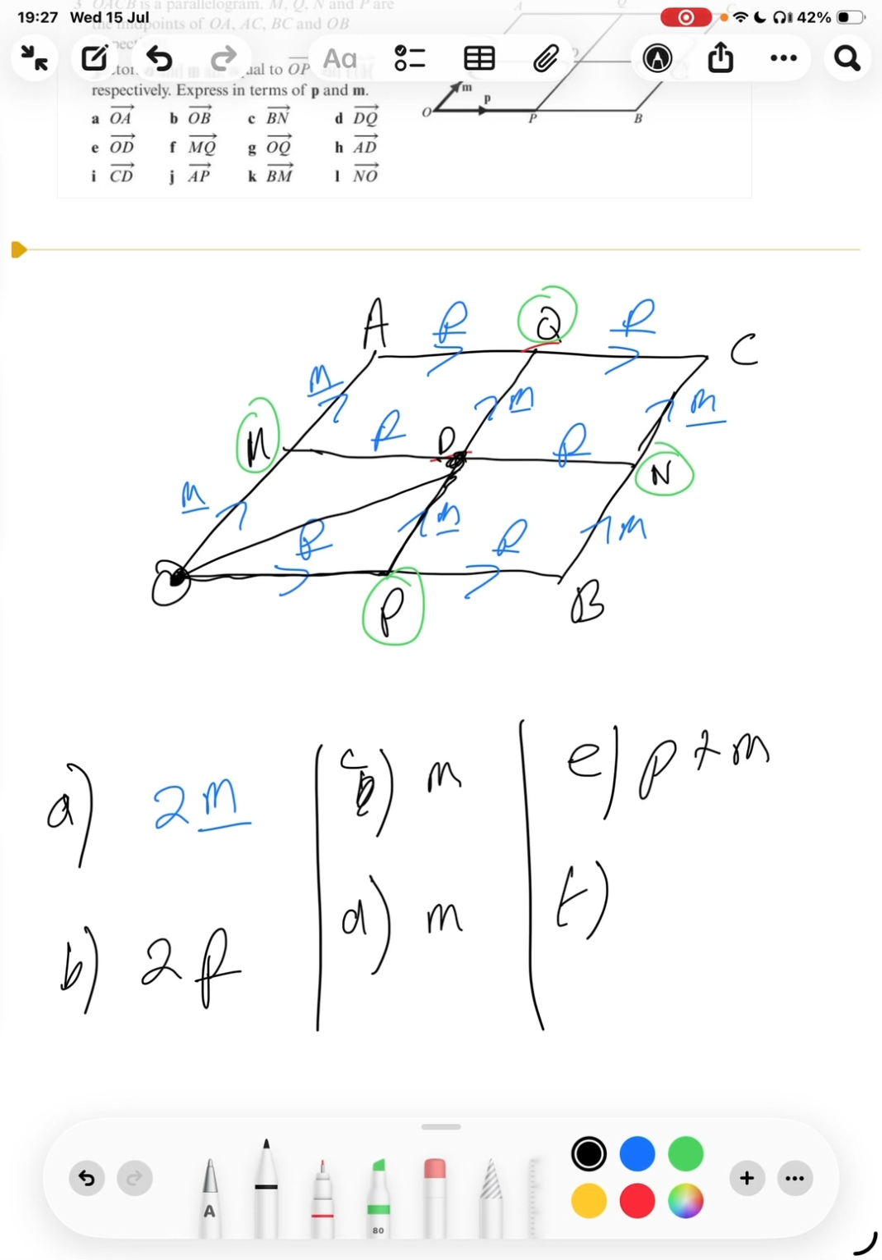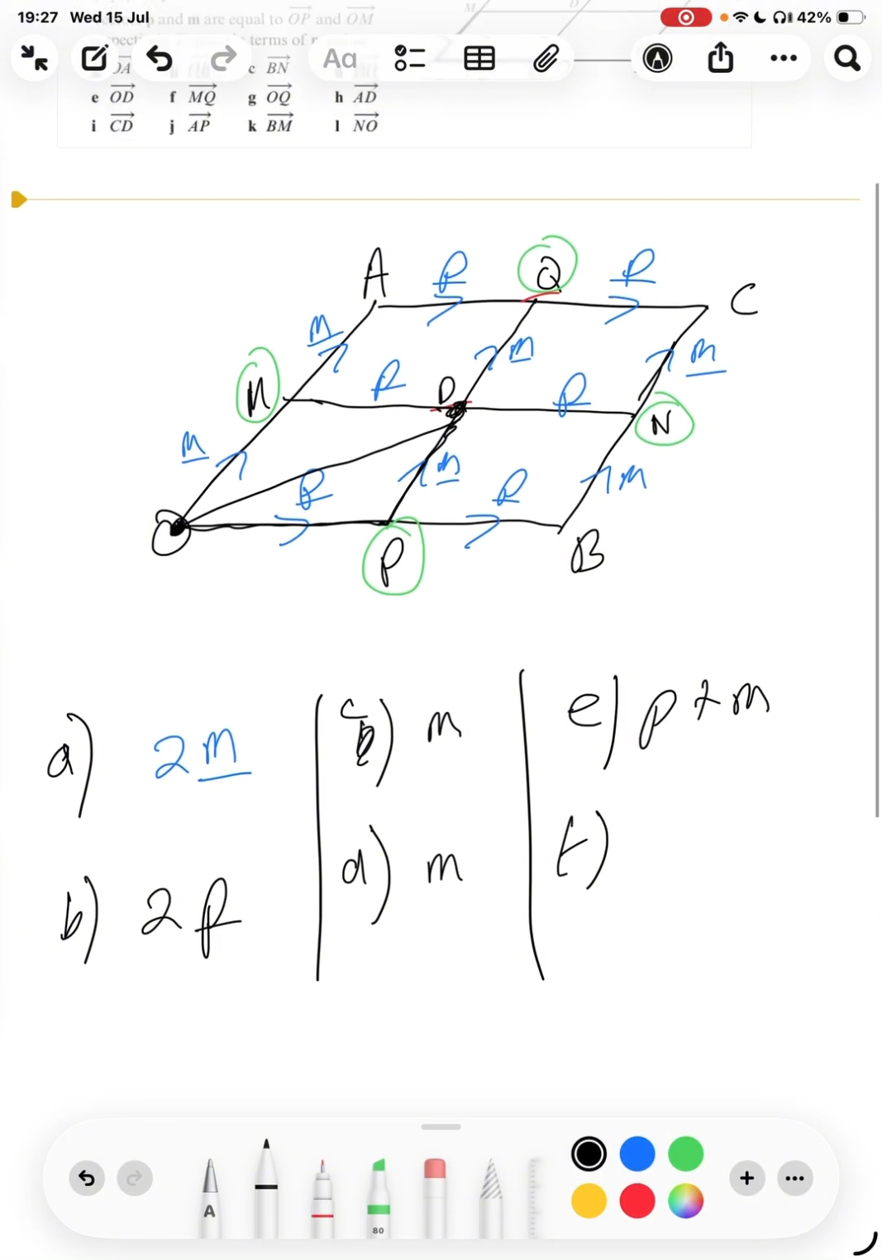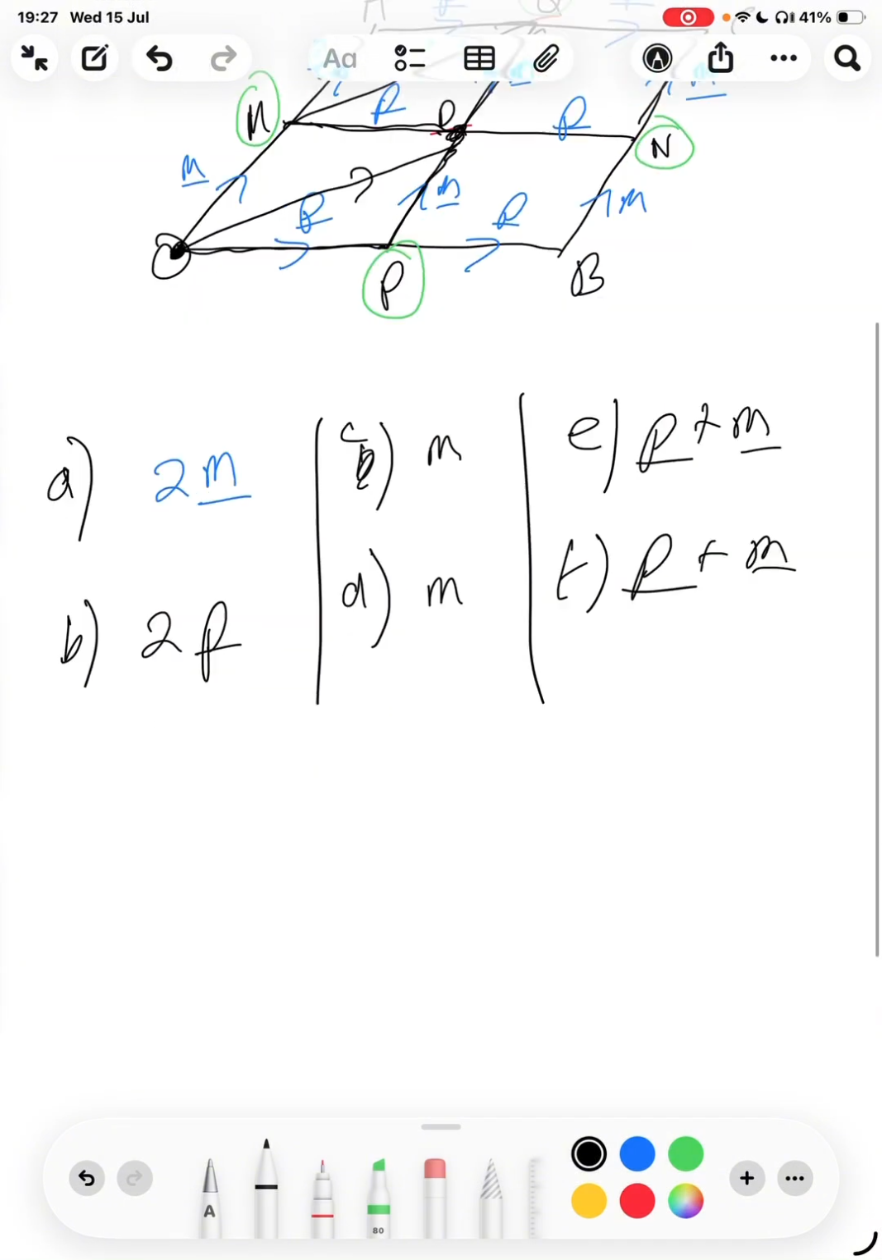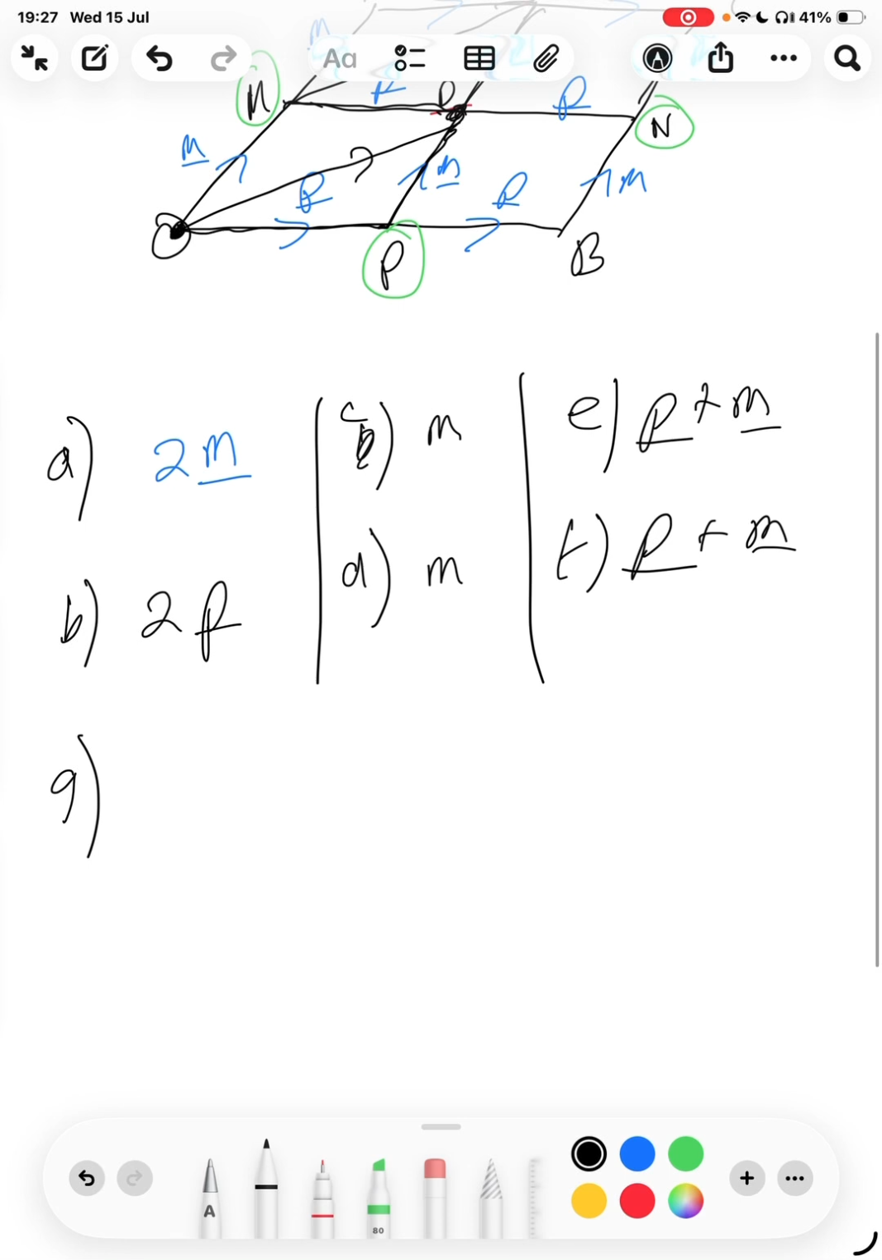M to Q now. So we find M. Where is M? Here's M. M to Q, we're going up here. Hopefully you can see this is parallel again, so we're doing the same thing, P plus M. Now just a bit of a sanity check: I've got P plus M for 2, and these both are parallel, the same direction and same distance, so that should be fine.